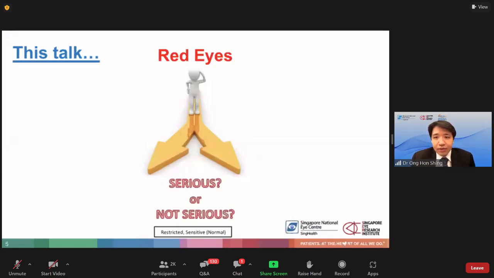There are many causes of red eyes, which unfortunately I will not be able to cover everything today. But many of the common causes are relatively benign and self-limiting. However, there are some conditions that are potentially sight-threatening and may manifest as red eyes. In this talk, I'll go through some of these common conditions of red eyes. Throughout the talk, I'll also point out whether the conditions are serious or not. When I say serious conditions, I mean those that are sight-threatening.